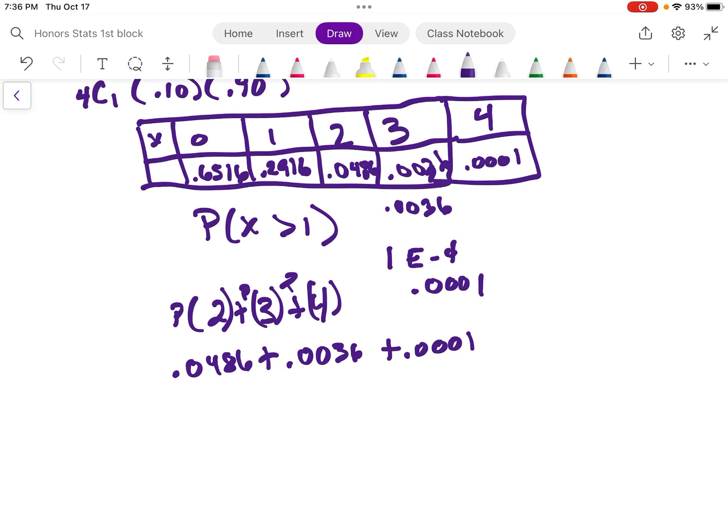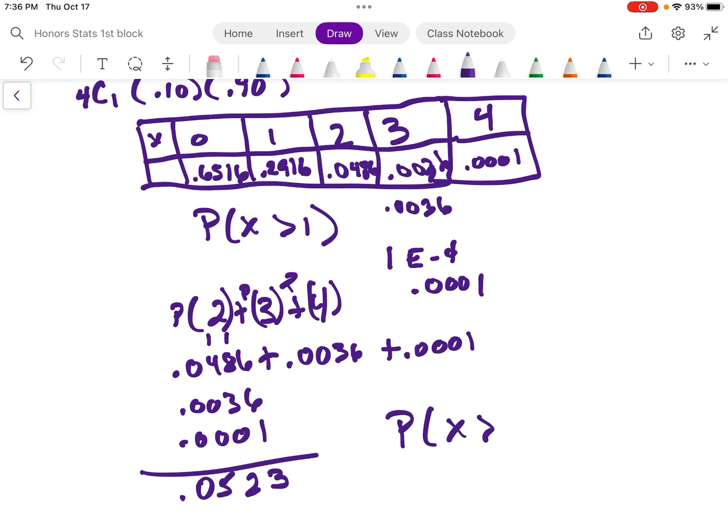If I add the first, let me just put them in line. What the heck? 0.0036, 0.0001. 6 and 6 make 12. 13, carry the 1. 9 plus 3 is 12, carry the 1. 1 plus 4 is 5. 0 plus 0 plus 0 is 0. All right. And so what is the probability that X is greater than 1? Well, it equals 0.0523. So there's about a 5.23% chance that would happen. Okay?